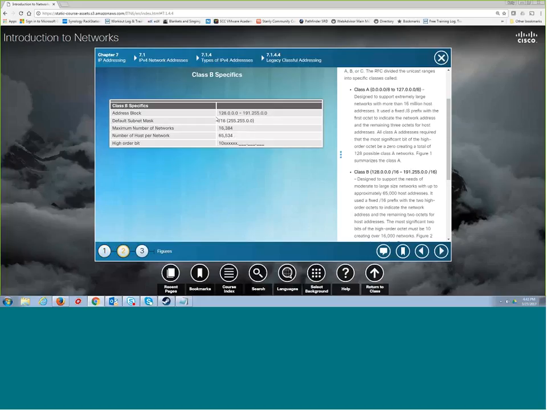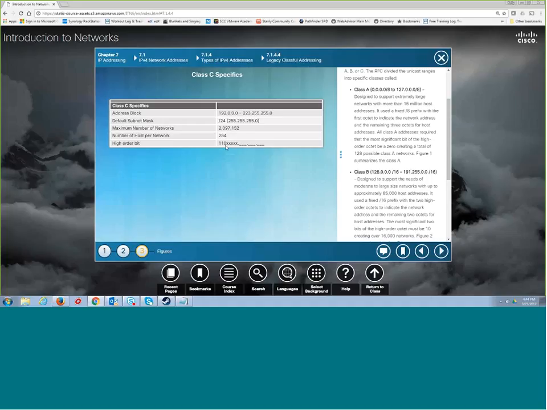Class B is 128 to 191, and the first two bits must be 10. So when you take those out and then look at your leftover bits, that's why you only have 16,384 instead of 65,536 for networks. And last but not least is our lowly Class C, which is 192 to 223, and it is 2 million networks of 254 hosts, and the first three bits must be 110.